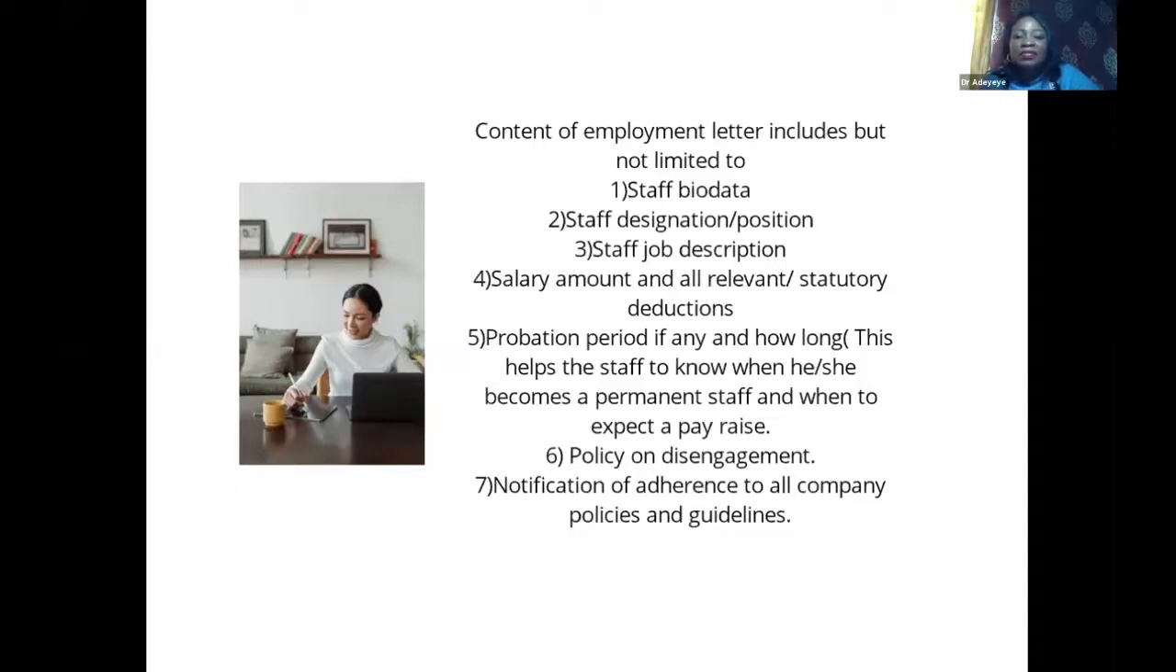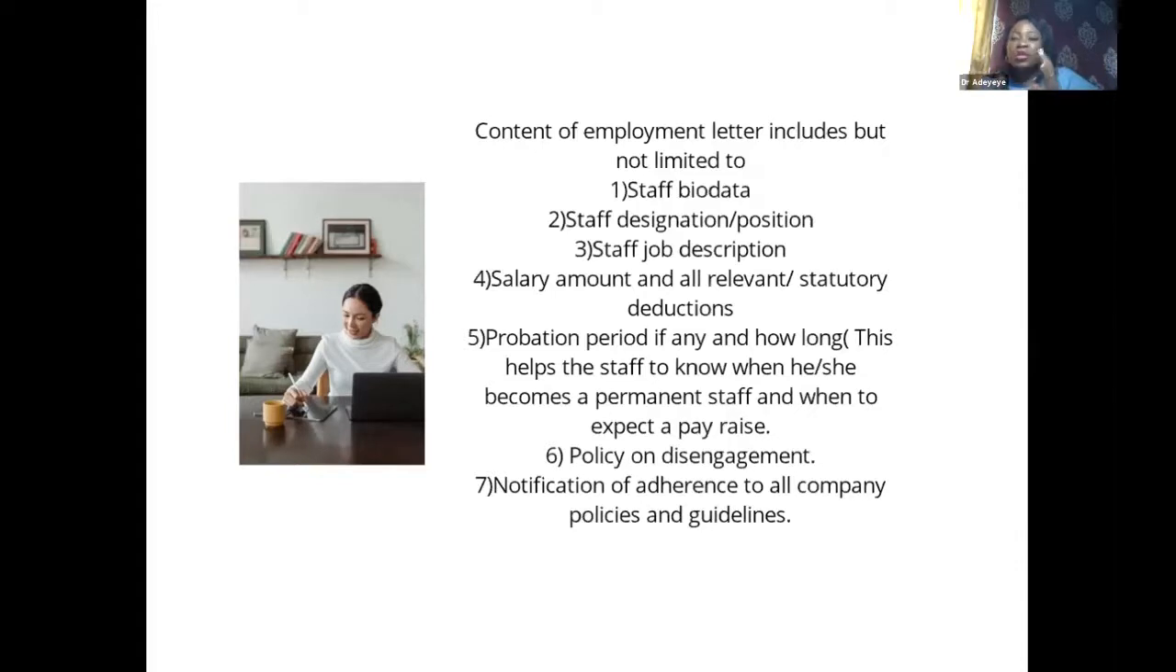Then number 5, also probation period. If you do probation in your company, for example, some companies will say that before you can be promoted or before you can become a full staff, you must have worked for 6 months, 3 months, 2 months, 1 month, whatever it is. And that's one of the privileges of being an employer of labor, being a CEO. You determine what you want, okay? Or you determine it alongside your other co-founders or other directors or your board members.